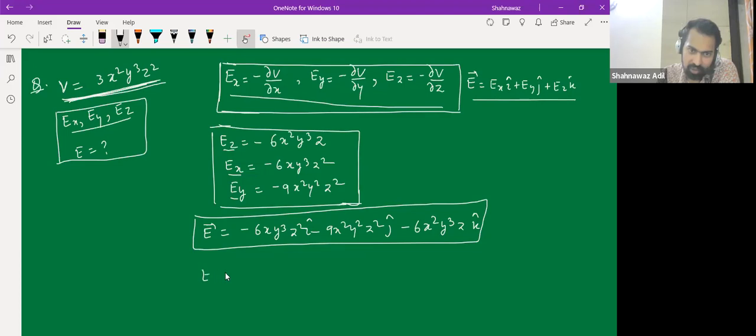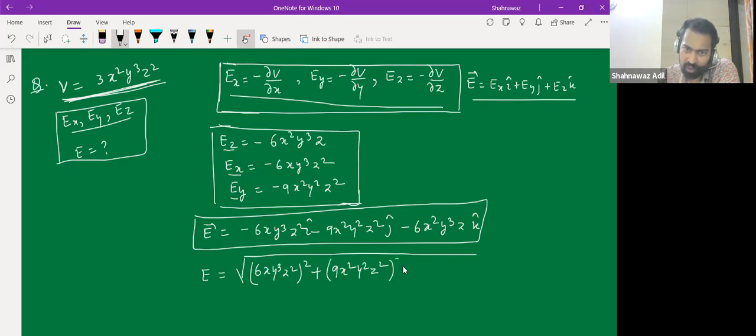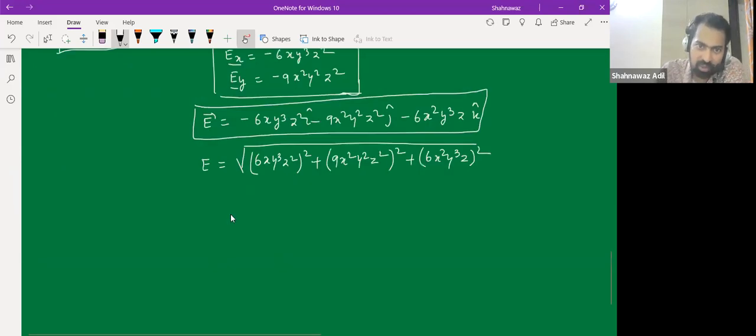So the magnitude of this electric field would be how much? This would be the square root of (6xy cube z square) whole square plus (9x square y square z square) whole square plus (6x square y cube z) whole square. So what are the common terms here? x, y square, and z. So we take it outside, and 3 is also common, so we take 3 outside.